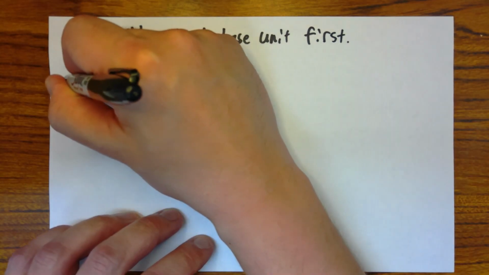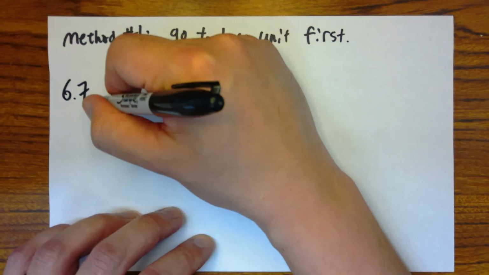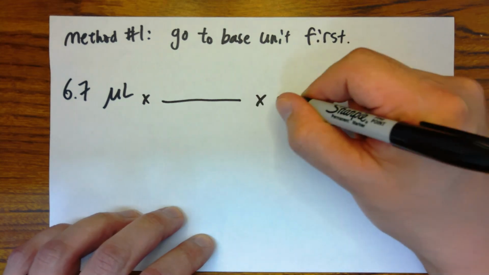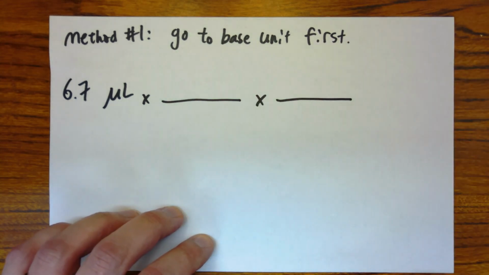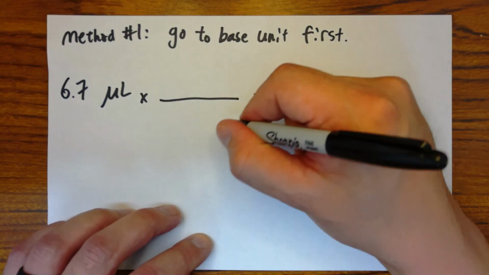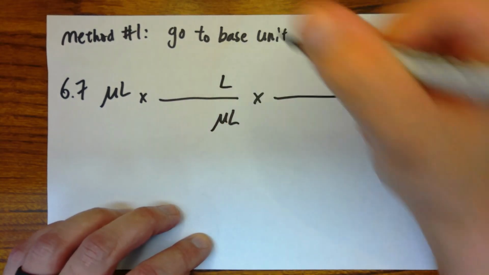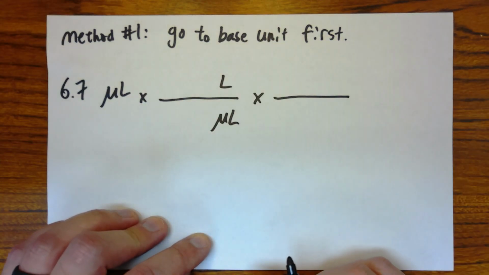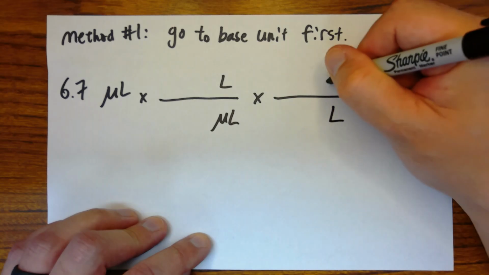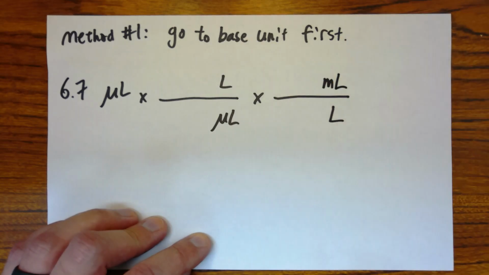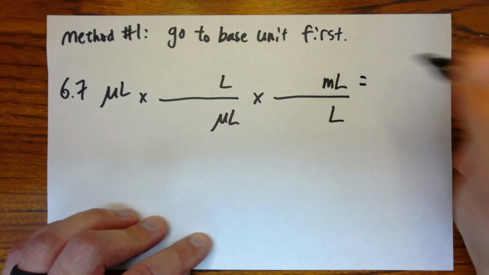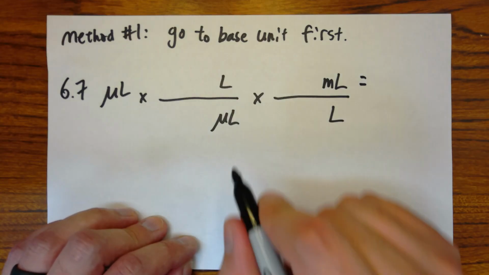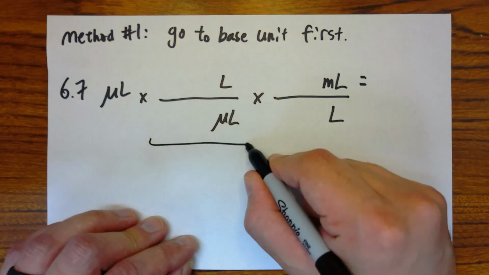So I have my 6.7 microliters. And like I always say, set up your units before you care about the numbers. So I'm going to liters first because that is our base, and our ultimate destination is milliliters. So now we have to consider this conversion factor first.